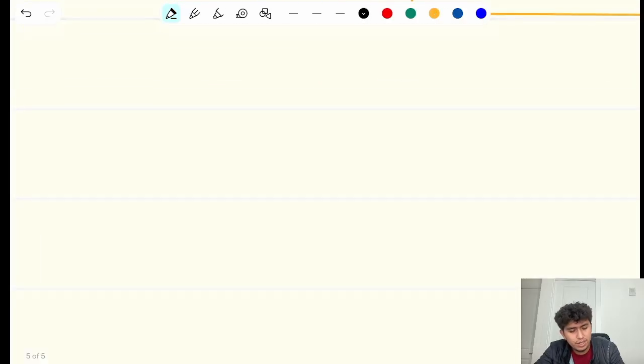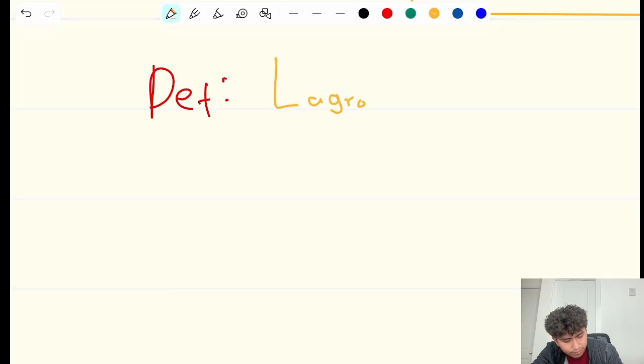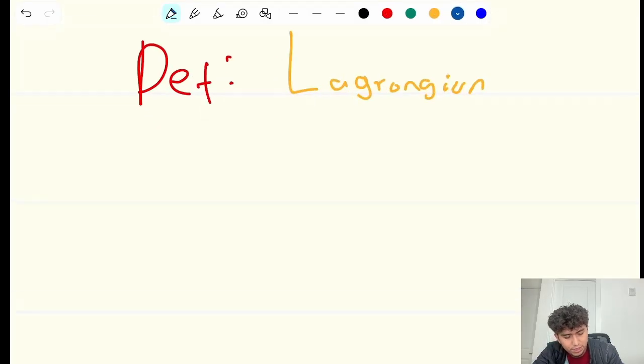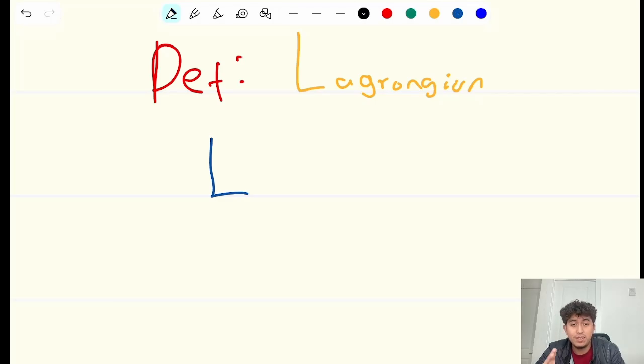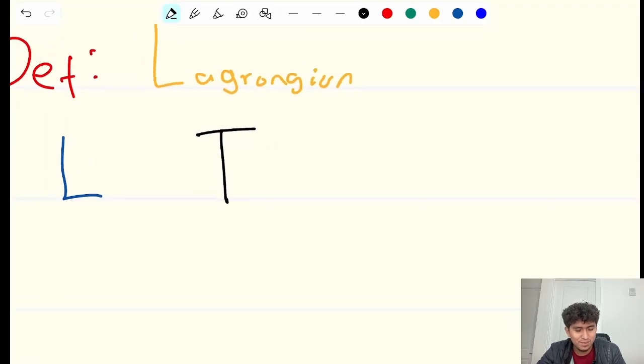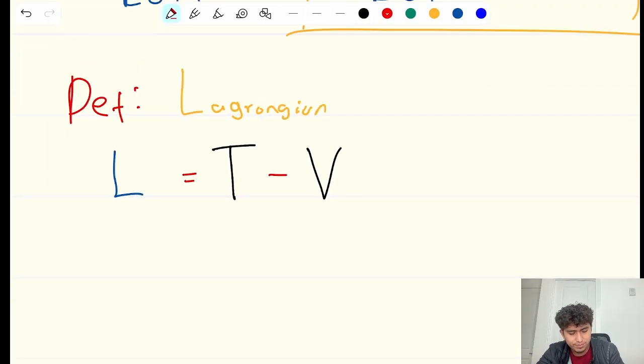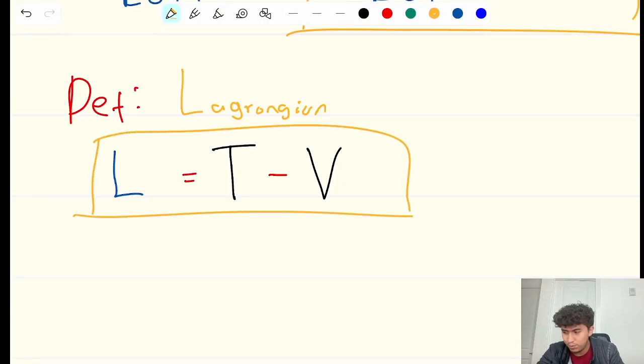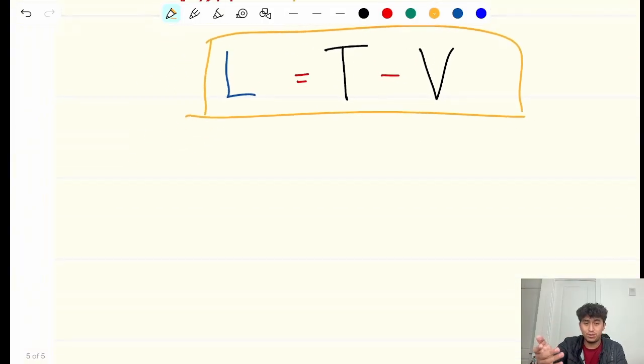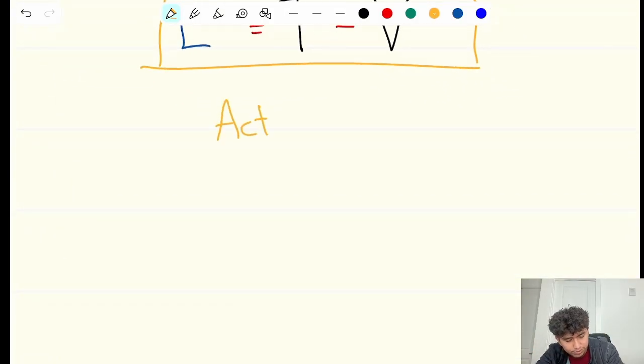Cool. So the definition of a Lagrangian. A Lagrangian is just going to be defined as the kinetic energy minus the potential energy. So kinetic energy, we're going to write with a T. I don't know who gave this notation, but it just stuck forever. Minus the potential energy. That's the definition.